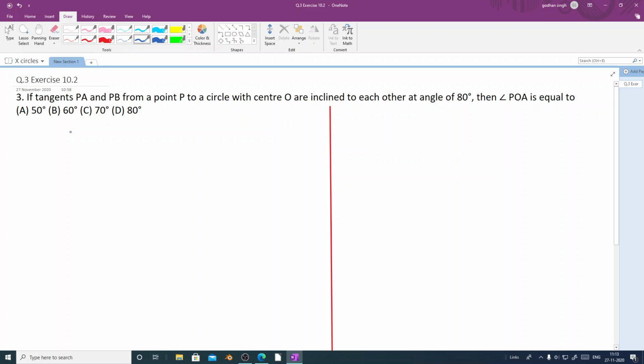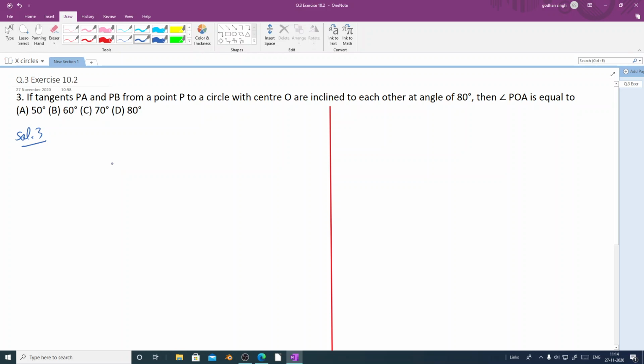Question 3, exercise 10.2. If tangents PA and PB from a point P to a circle with center O are inclined to each other at an angle of 80 degrees, then angle POA is equal to. So first of all we'll draw a figure for this.